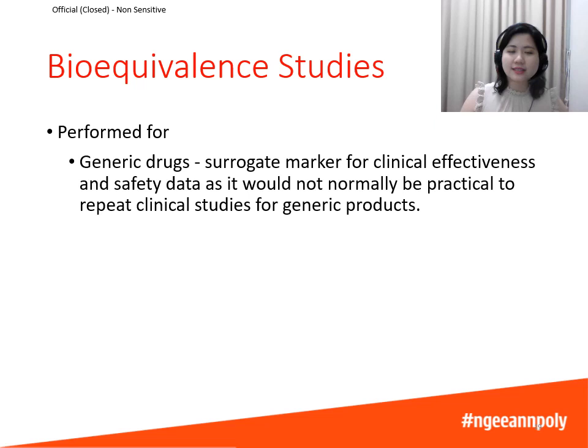Bioequivalence is taken as a surrogate marker for clinical effectiveness and safety data. The innovator company has already done the clinical trials to prove the safety and efficacy of the drug, so it wouldn't be practical for the manufacturer of generic products to repeat the clinical trials. If they can demonstrate bioequivalence, it is assumed that the generic product will have similar efficacy and safety as the innovator product.